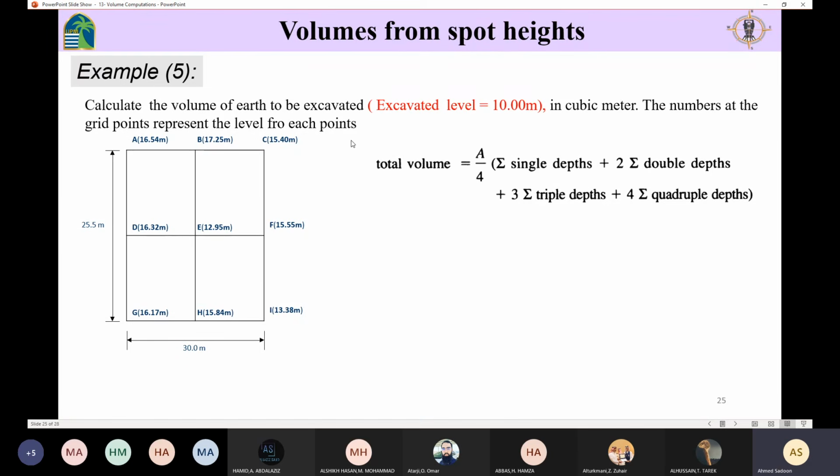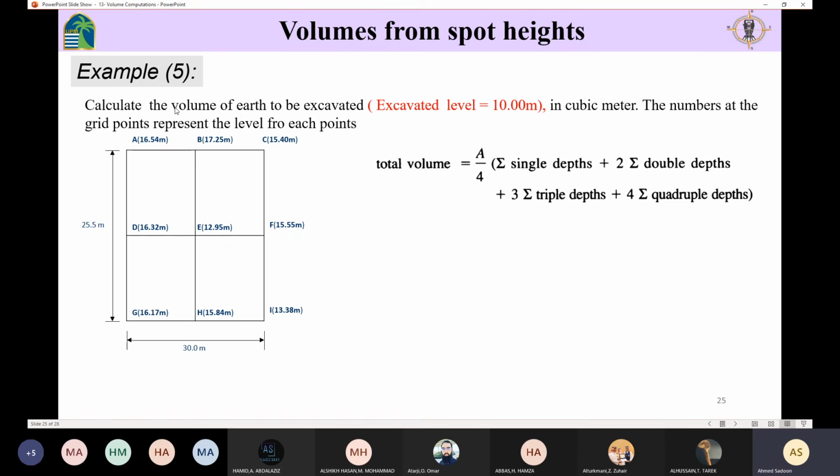And the numbers at the grid points represent the level from each point. So this one here represents the reduced level, the existing level. Okay, it is the existing level for this point, for that point, and for that point, and so on. So the depth of cut is not given in this example, so I need to determine the depth of cut.